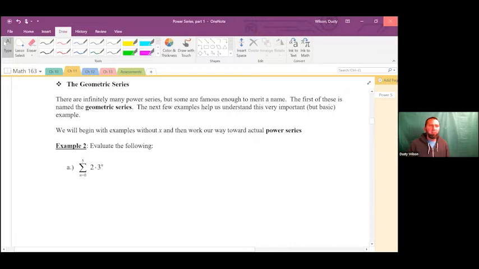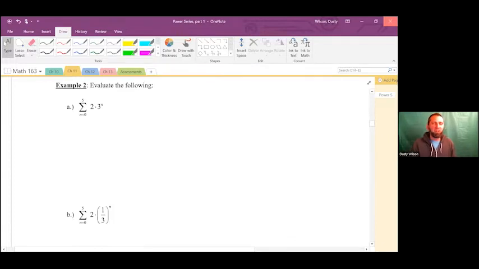The geometric series. There are infinitely many power series, but some are famous enough to merit a name. The first of these is named the geometric series. The next few examples help us understand this very important but basic example. So we will begin with examples without x and then work our way towards an actual power series, that infinitely long polynomial. Example 2, evaluate the following. A, the sum from n equals 0 to 5 of 2 times 3 to the n.